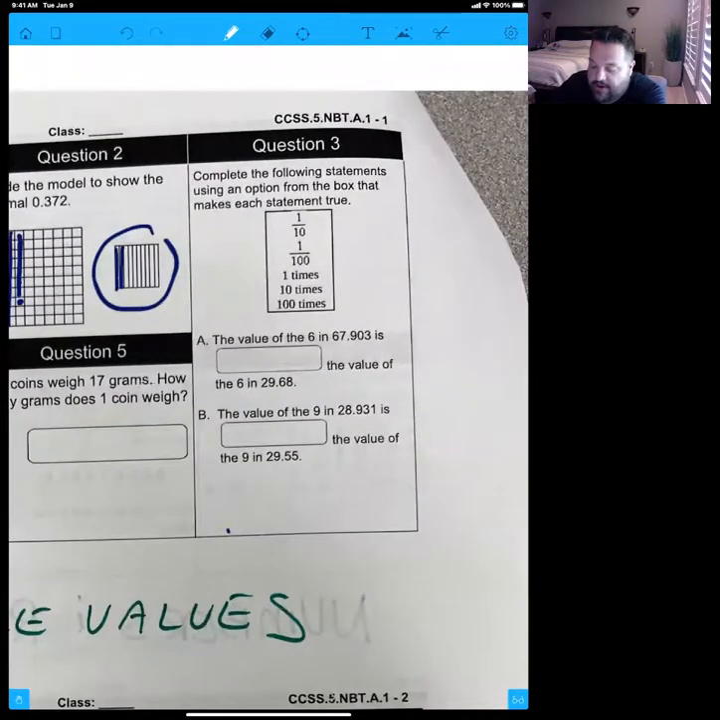All right, pause and take a second. Number 3, you'll see on your FSA test 100%. So pause and do that one. The answers to this one are 100 times and 1/10. You have to read the words and figure out whether the number is getting bigger or smaller.